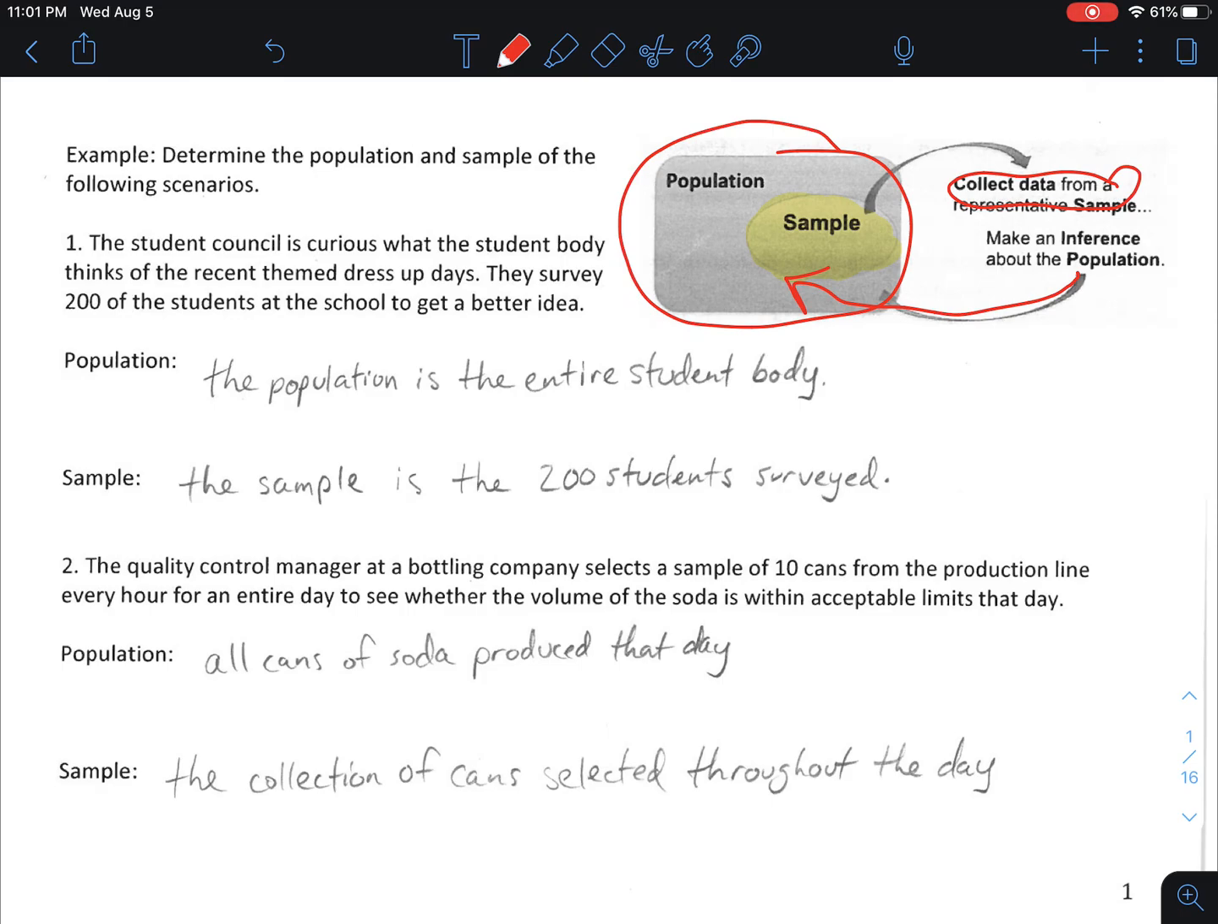Okay, so if we're taking a sample of 10 cans every hour, that's going to add up. Our sample is just the collection of cans selected throughout the day, but that wasn't every single can. We were specifically looking at the cans for this entire day, right? So it's not just from 1 hour as the population, it's all day. We were taking a little bit from each hour, okay? And then all cans of soda produced that day is the population. That's what we want to know something about, but we only did the collection that we took, okay?